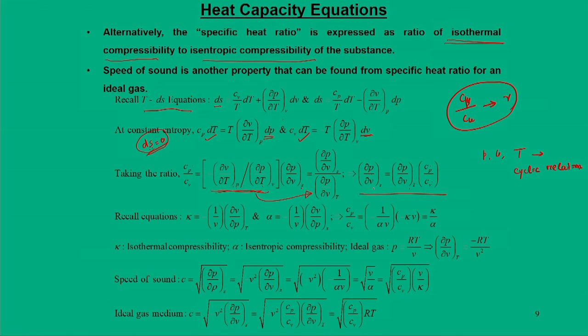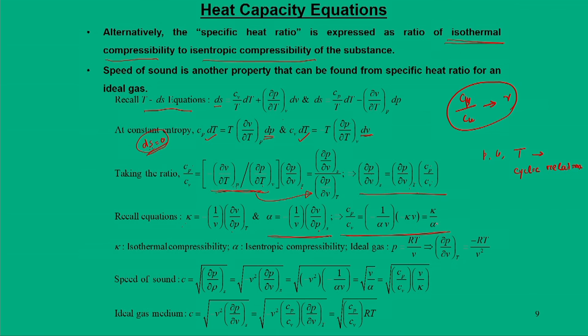Now we have arrived at these expressions. We are now going to recall the equations for kappa, the isothermal compressibility, and alpha, the isentropic compressibility. From these two equations, when you put them here, we can also find that the Cp by Cv ratio is equal to kappa by alpha. How? Cp by Cv is equal to dou P by dou V at constant S, the information for which we get from alpha, and dou P by dou V at constant T, the information for which we get from kappa. So by putting this, we get the relation Cp by Cv equals kappa by alpha.